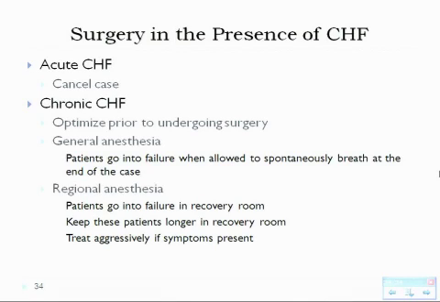Either way you go, you just have to anticipate when the danger spot's going to be. If you do general, it's going to be right usually at the extubation point. If you do regional, it's going to be in the recovery room 2 to 3 hours into the recovery phase. But you can't let those patients go upstairs. That's the trick. If somebody has this borderline congestive heart failure and you decide to do a regional, then that person cannot leave your presence or leave your care for at least 3 to 4 hours after the procedure is done.